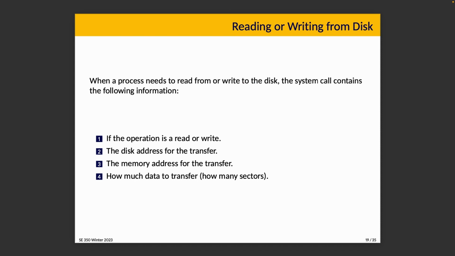So when we're reading to memory from disk, or writing to disk from memory, we have a system call, and the system call has the following information. It has some information about the direction. Is this a read or a write? What's the source and what's the destination? The disk address for the transfer, which could be the source or the destination, depending on what we're doing. The memory address for the transfer, again, could be the source or the destination, depending. And then how much data are we planning to transfer? We can easily turn that into the number of sectors based on the configuration of the disk as it's set up in the system.